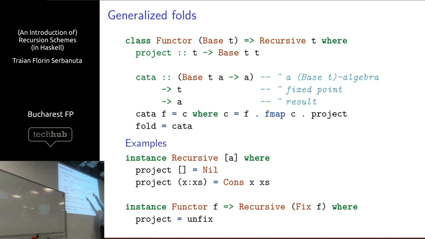So we have an algebra here, because base t, if you remember, was the functor describing the t-like structures. So a function from that functor applied to a, to a, which is exactly what we used to call a base t algebra. Then we have t, the thing for which base t is the canonical model, and we get a function from t to a. This kata method is exactly the definition we had before for fold, just for lists. So it's f composed with a mapping of c, composed with project.